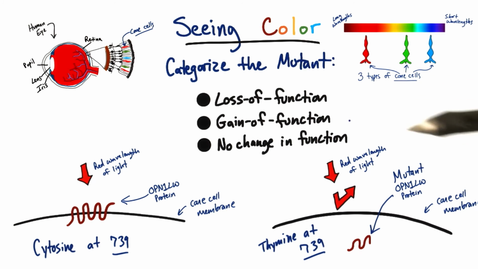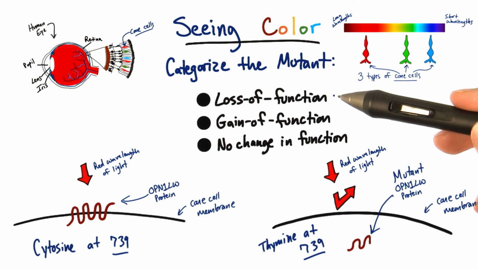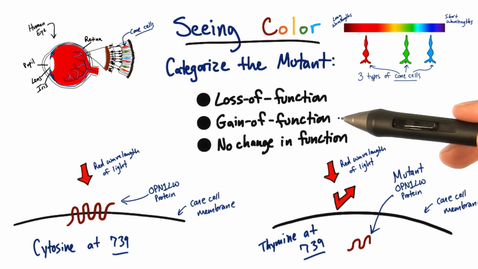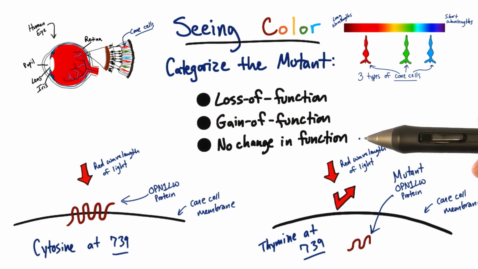So what I want you to do is think about this mutation and categorize it, whether you think it's a loss of function, a gain of function, or no change in function mutation.